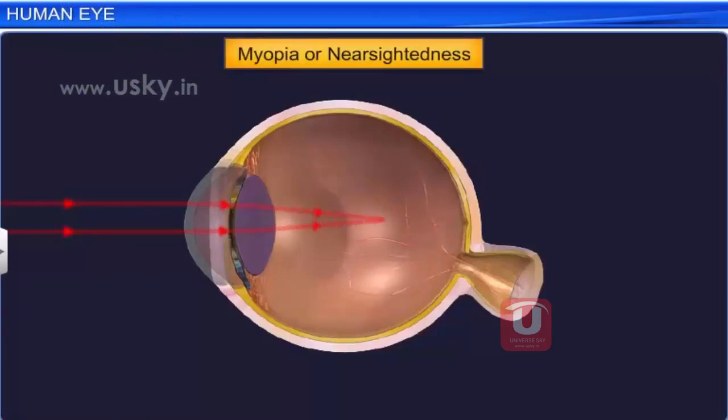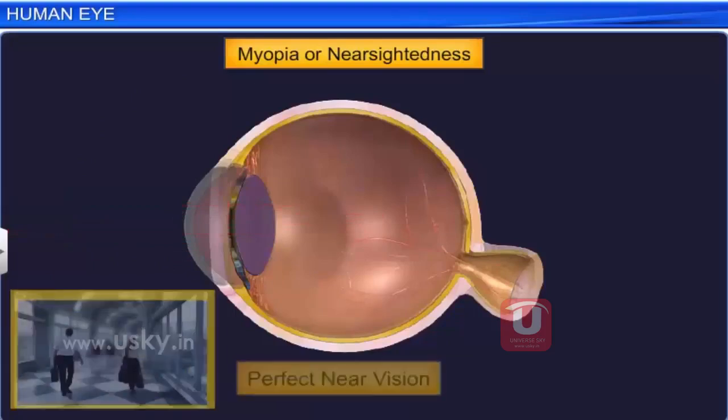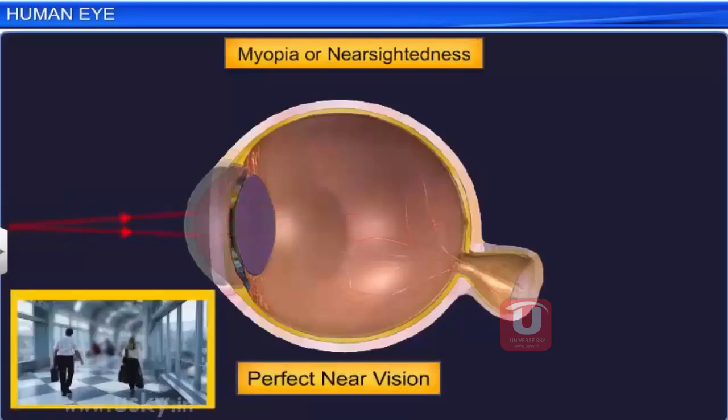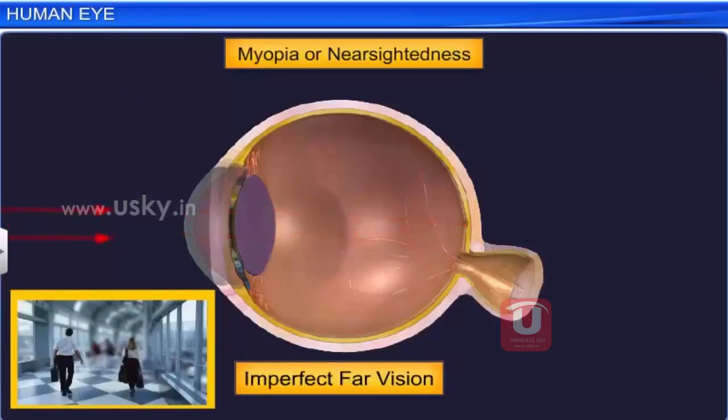The person suffering from myopia will have perfect vision when looking at objects close to the eye. But in the case of an object at a faraway place, the eye produces more than required convergence, and as a result, the image is formed before the retina. The effects of myopia can be reduced by using a concave lens of suitable focal length.